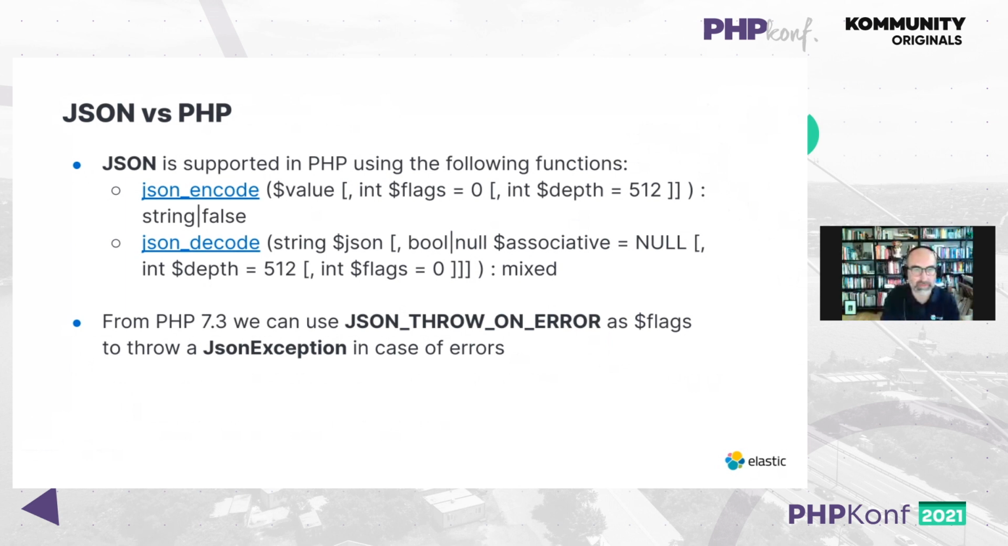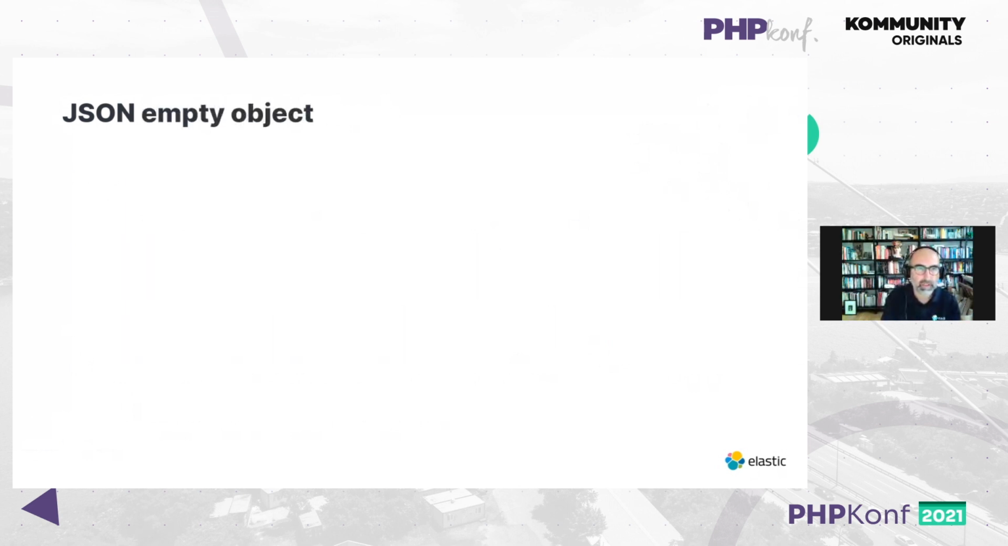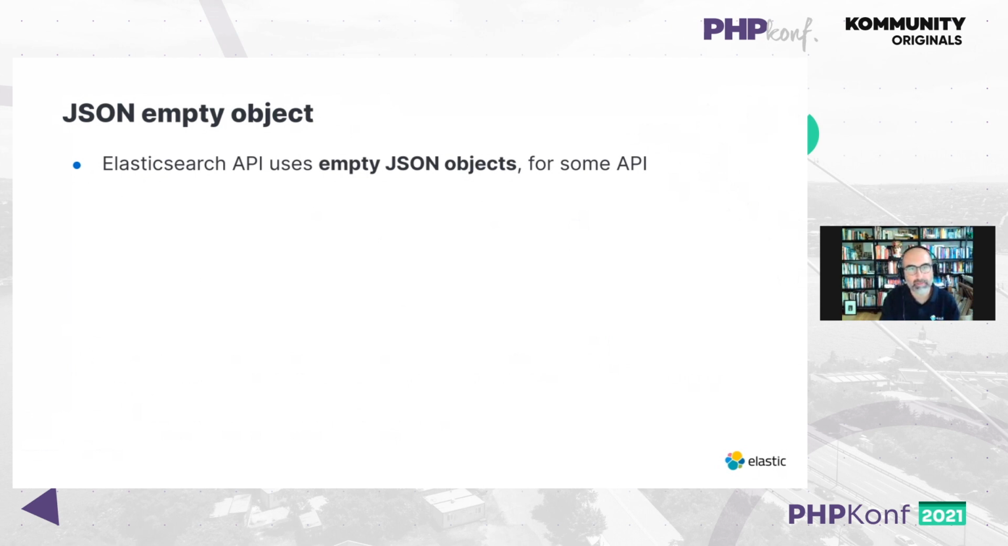catch this JSON exception. There is other important information to know about JSON and Elasticsearch, because for some APIs of Elasticsearch, it uses some empty JSON object.